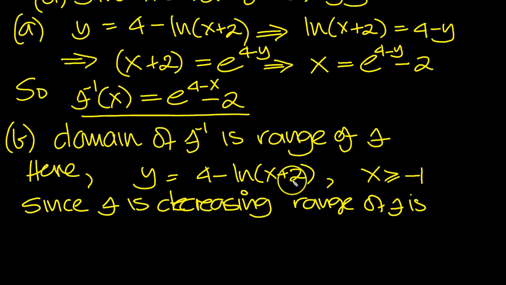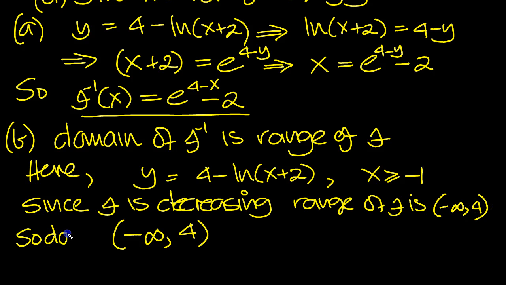Well, the biggest value of f will be the value when you get the first value of x. Put in minus 1 here, you get log 1, which is 0, so you're going to get 4 as the biggest value. And then it decreases, so that's the biggest value. The smallest value is minus infinity. So it goes up to 4 from minus infinity. So the range of f is minus infinity to 4. So that's part B done.